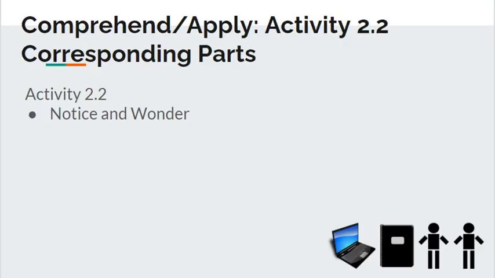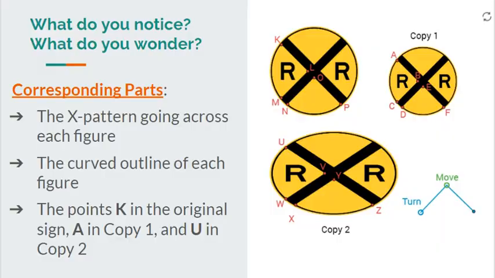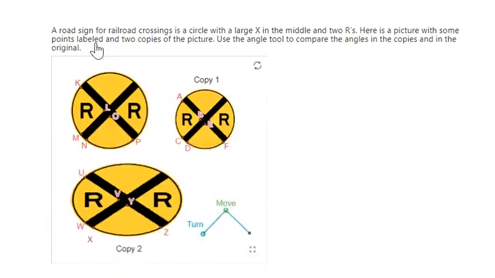All right, let's go a little deeper. So you're going to have all these to take a look through and test out on your own. You'll have a link that'll take you over to this. So you've got a road sign for a railroad crossing: a circle with a large X in the middle and two R's on the sides.